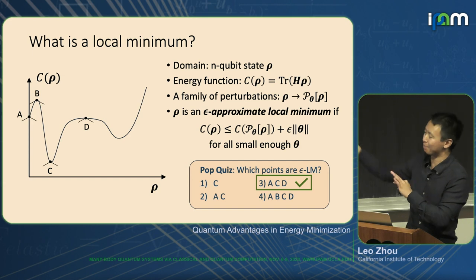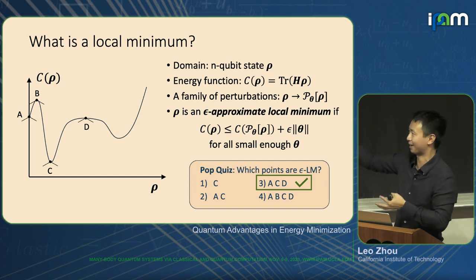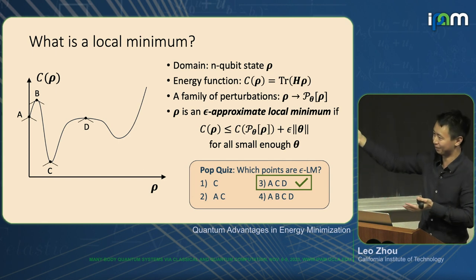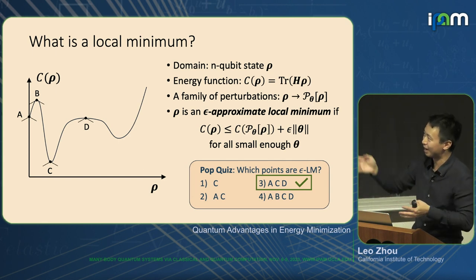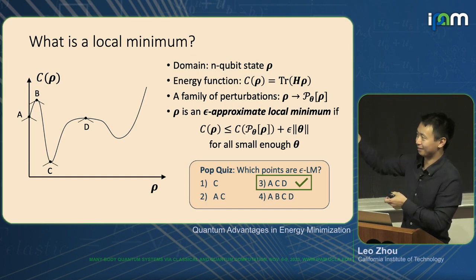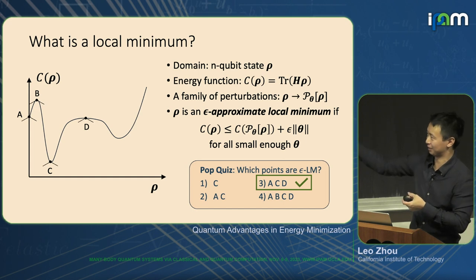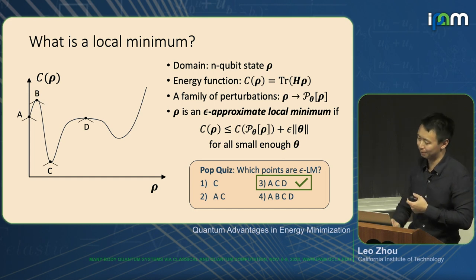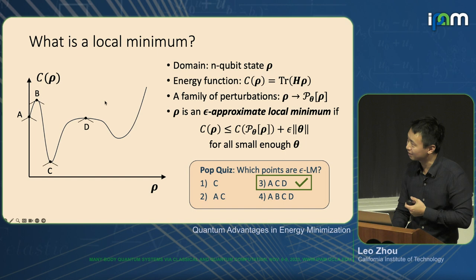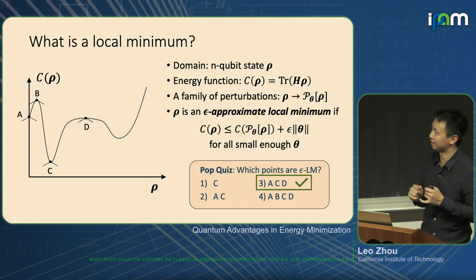Maybe for now, I can come up with an alternative definition where I also put a minimum on the theta, if that makes you happier. But the point here is that we have spent some time coming up with a definition that captures this notion of local minimum, where something like B is not a local minimum, but something like D is, because it's on a flat, barren plateau type landscape.